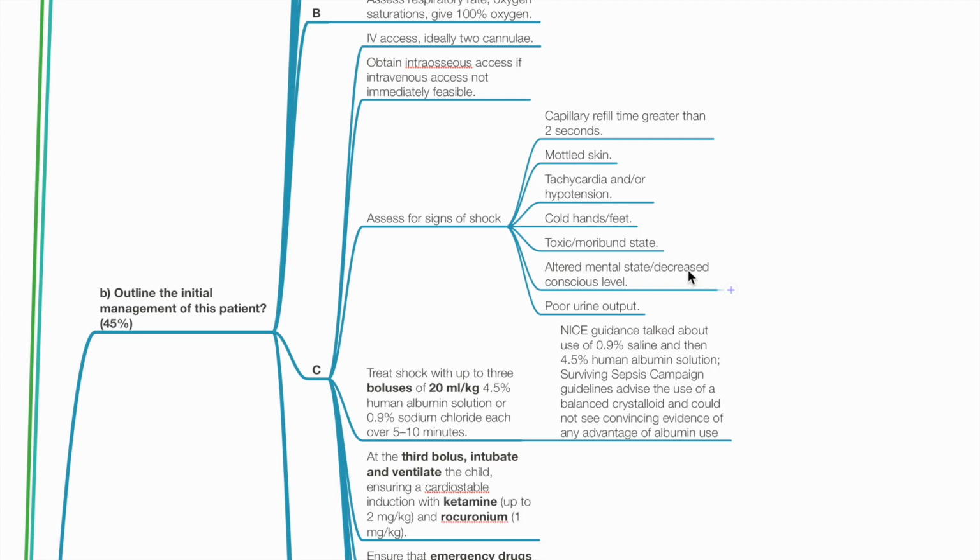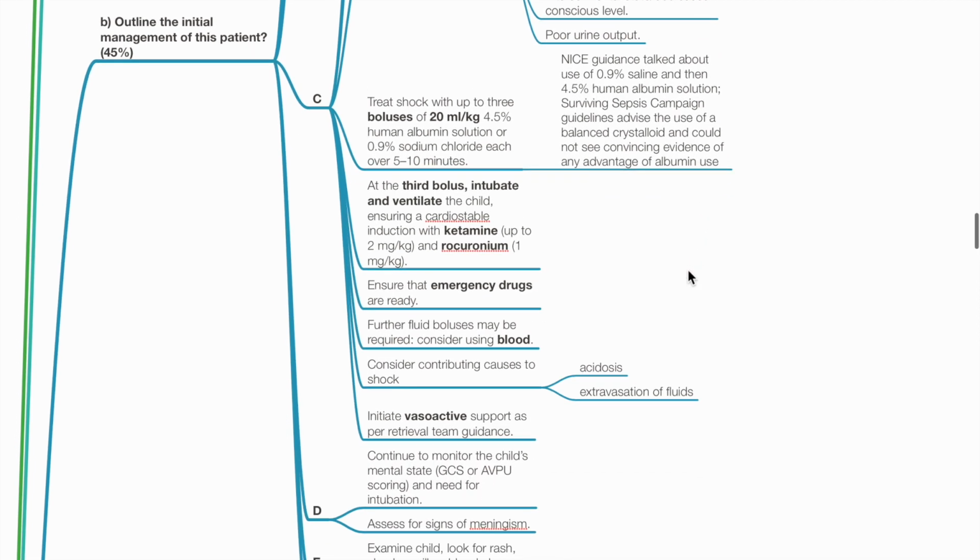Assess for signs of shock, such as capillary refill time greater than 2 seconds, mottled skin, tachycardia, hypotension, cold hands and feet, toxic moribund state, altered mental status, decreased conscious level, and poor urine output. Treat shock with up to 3 boluses of 20 ml per kg, balanced crystalloid solution over 5 to 10 minutes. At the 3rd bolus, intubate and ventilate the child.